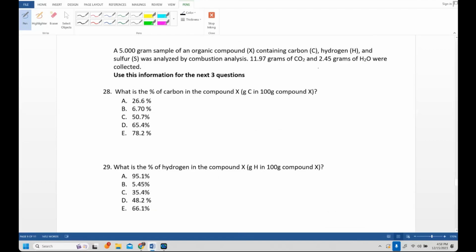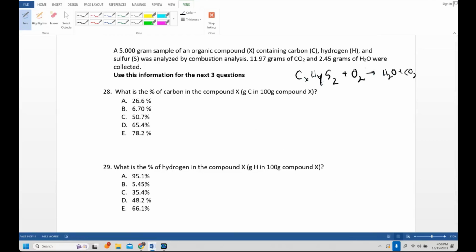Now for combustion, I'll just put CxHySz as some random organic compound plus oxygen yields H2O plus CO2. The reason why I'm writing this is to show you that combustion is a set equation. It's not going to change. It's always you're adding oxygen and you're creating H2O and CO2.